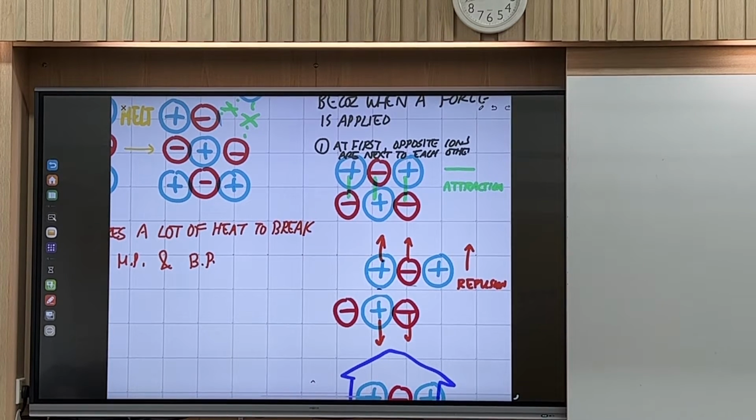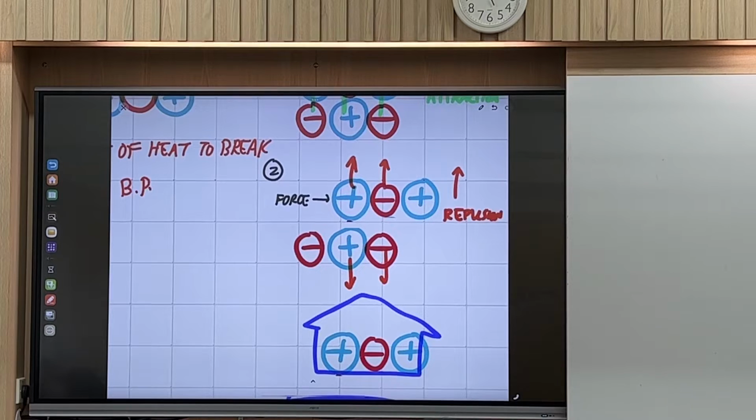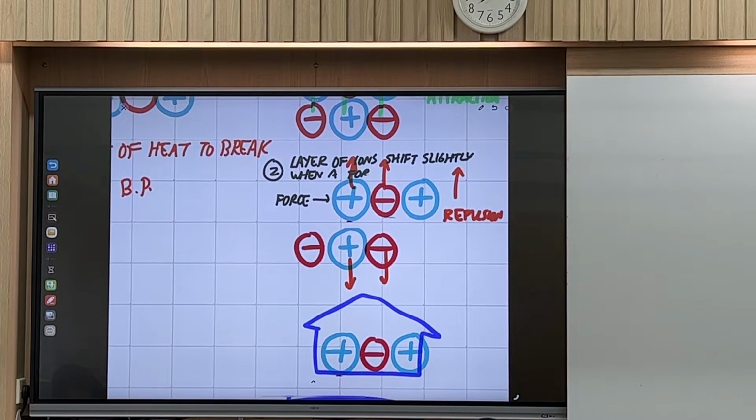What is happening in the second diagram here? When a force is applied, you give it a slight nudge. So this is a force. When a force is applied, it will shift the ions slightly. So the layer of ions shifts slightly when a force is applied.